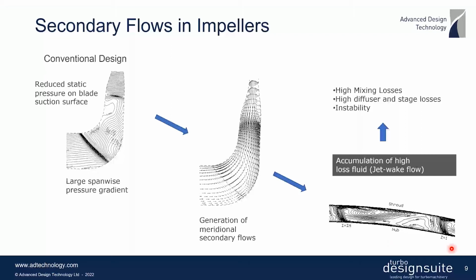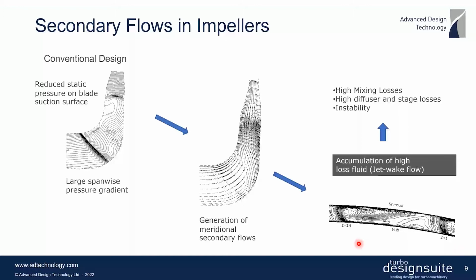So first of all, you get very high stage losses because of the mixing losses. You also get fairly poor performance of the downstream diffuser. And also this source of non-uniformity can be a major source of pump instability, or the sort of hysteresis that you see in pump characteristics, and so the stall performance.